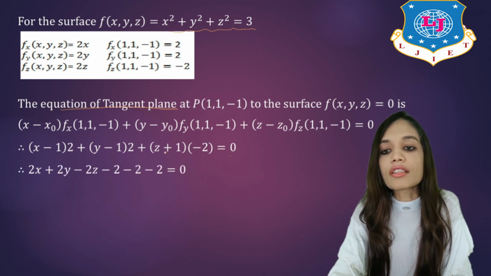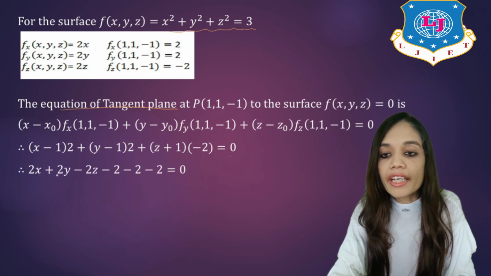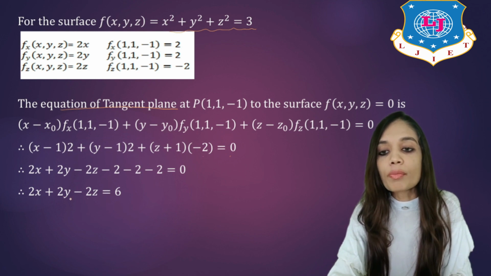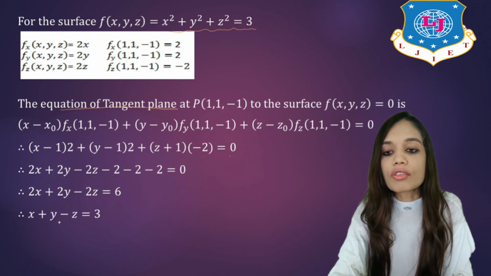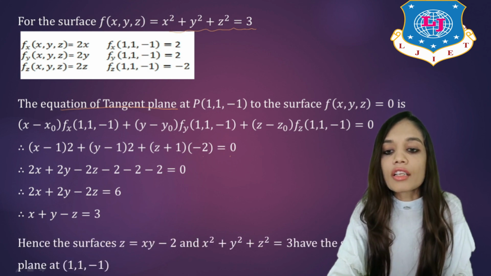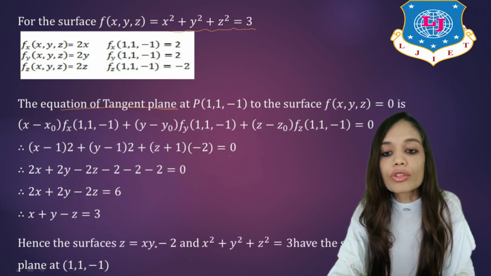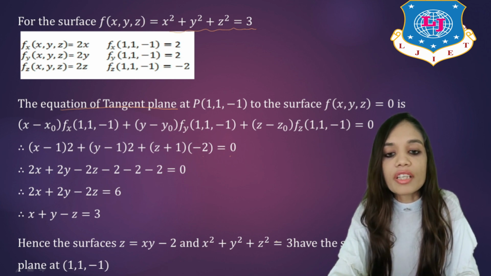Now simplify this by opening the brackets. Finally you will get 2x plus 2y minus 2z equals 6. Now take 2 common. So you will get x plus y minus z equals 3. So you can see that the surfaces z equal to xy minus 2 and x squared plus y squared plus z squared equal to 3 have the same tangent plane at the point (1, 1, -1).